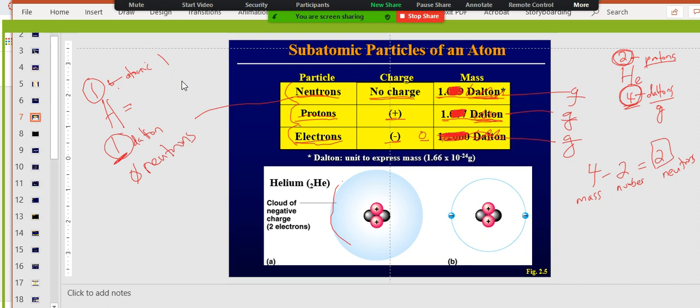You guys can still see this part of the screen, right? Yeah. Okay.